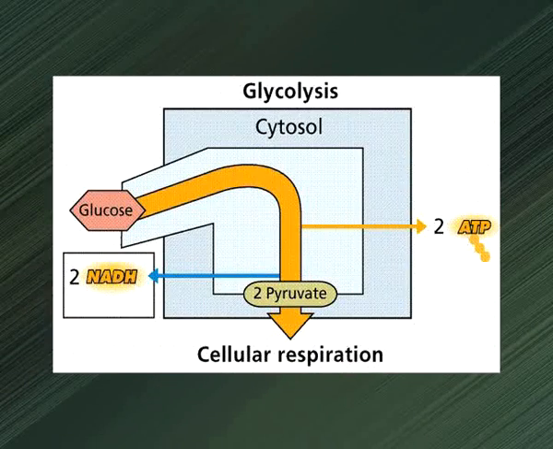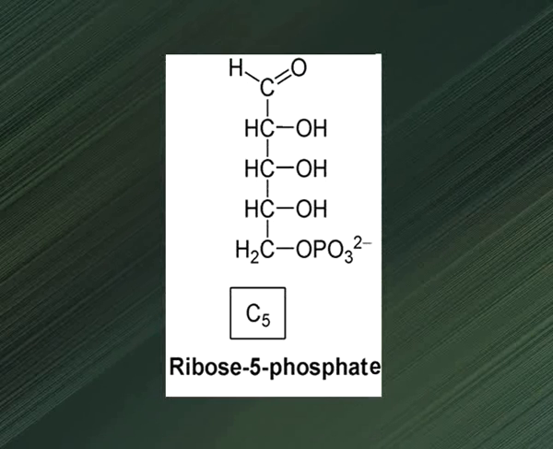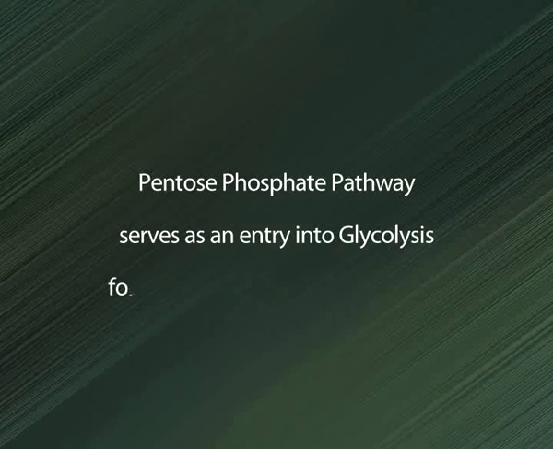3-carbon glyceraldehyde 3-phosphate and 6-carbon fructose 6-phosphate formed from 5-carbon sugar phosphates may enter glycolysis for ATP synthesis. 5-carbon ribose 1-phosphate that's generated during catabolism of nucleosides also enters glycolysis in this way after first being converted to ribose 5-phosphate. Thus, the pentose phosphate pathway serves as an entry into glycolysis for both 5-carbon and 6-carbon sugars.